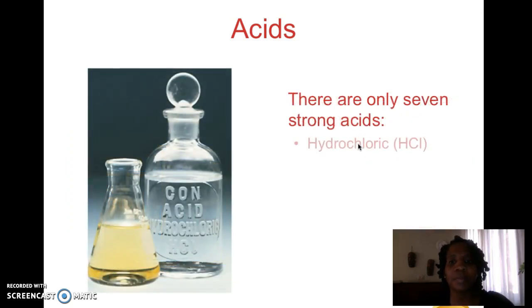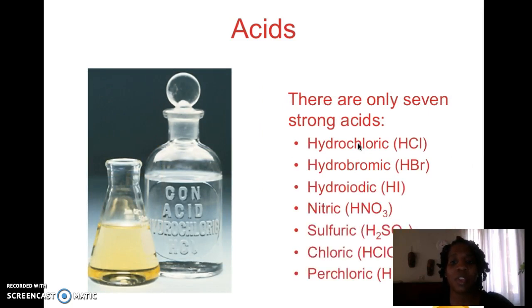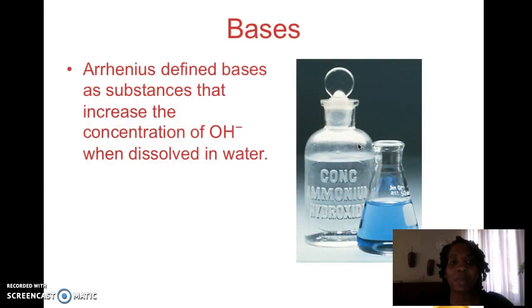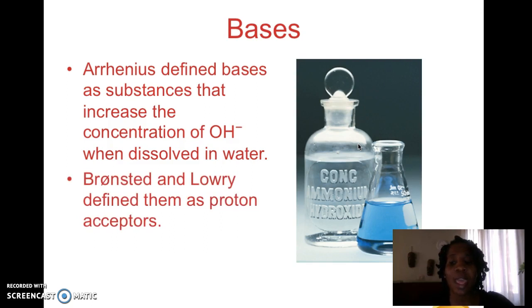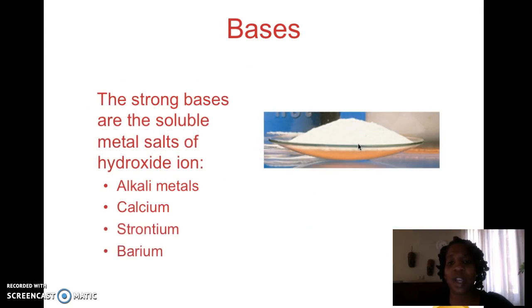proton. There are 7 strong acids, as we mentioned earlier. These should be committed to memory so that you know what those are. And the Arrhenius base is a substance that increases the hydroxide ion concentration when dissolved in water. And those can also be viewed by Bronsted and Lowry as proton acceptors. So the strong bases are all the soluble metal salts that contain hydroxide ions.